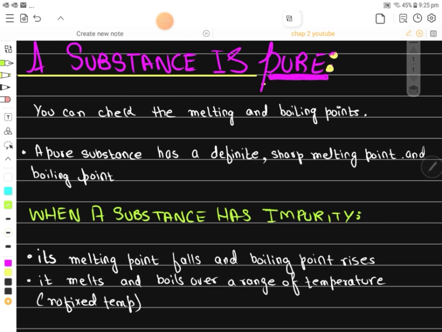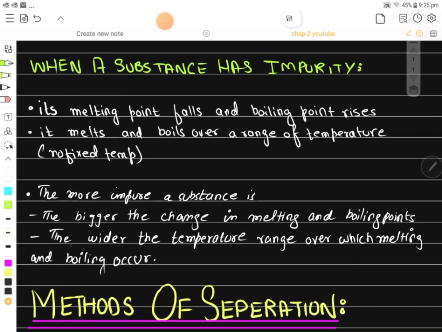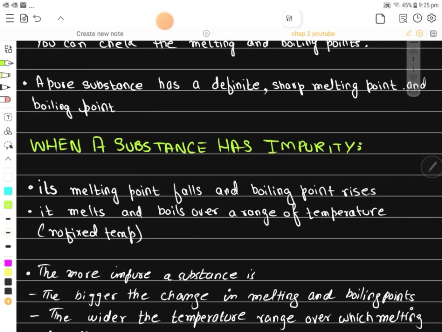Methods to check if a substance is pure or not: you can check the melting points and the boiling points. That's the easier method. Scientists use a more complex method, but for us, alhamdulillah, we have an easier method. A pure substance has a sharp and definite melting point and boiling point.